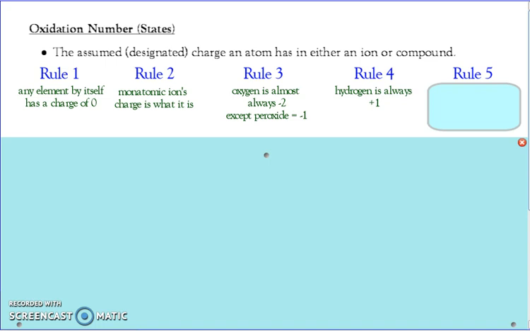And hydrogen is almost always a +1, unless it is paired with a less electronegative element, like a metal, where it is -1. And the 5th rule is the halogens are always -1, unless they're paired up with oxygen or fluorine. So let's look at a couple of these equations. Copy those notes down, and then continue on.